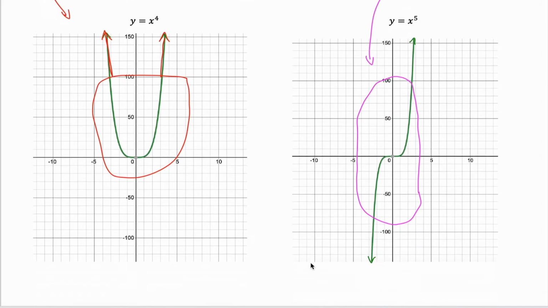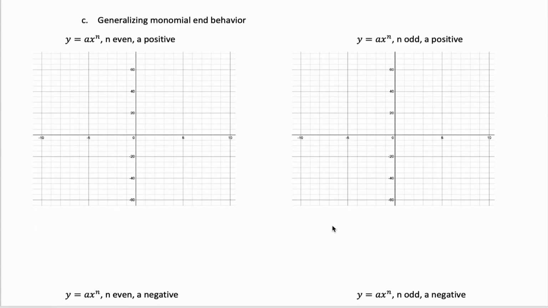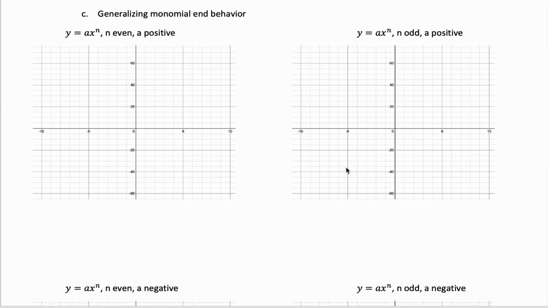We can kind of generalize these findings by talking about how there's really only 4 different end behaviors for monomials. All we care about is whether the degree of the monomial is even or odd.